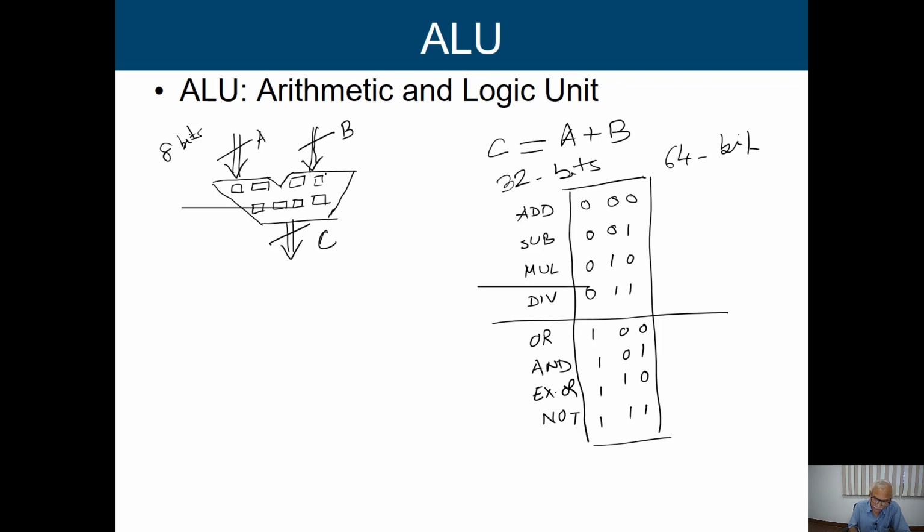Now to keep this information, maybe we can have 3 select lines, say S0, S1, and S2. So with the help of these 3 select lines, we can identify the operation. If I give 0 1 1 as an input over here, then what will happen? It is going to identify the division operation, and it is going to make A divided by B. This is the way we can resolve it. So if we have more operations in the ALU, then we need a greater number of select lines.